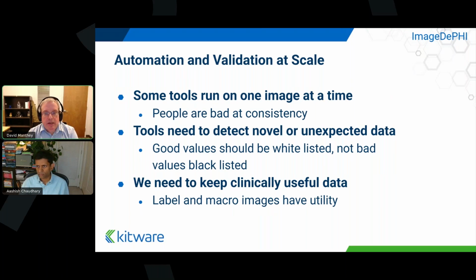And so tools need to detect novel or unexpected data. We need to approve things that we know are good, not deny things that we know are bad. So a whitelist is a good thing, a blacklist is a bad thing, because if a blacklist is the only thing we're using, if something's not on that list and is wrong, we will end up letting it through. And some of this is things like having data for, say, an image property like microns per pixel.